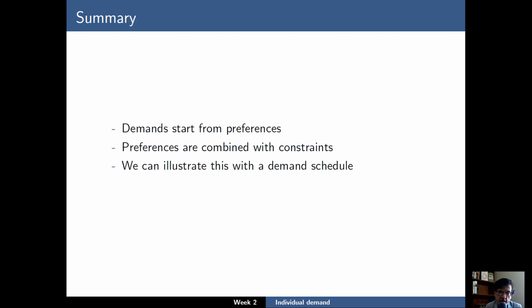That's where I'd like to end this video, that demands start from preferences. Preferences that are combined with constraints, and this generates a consumer's demand. This demand can be detailed with a demand schedule, and we'll talk about some other ways to look at consumer demand shortly. Thank you.